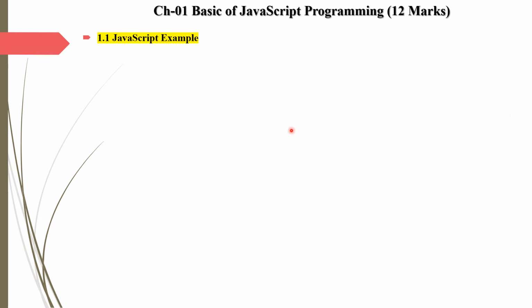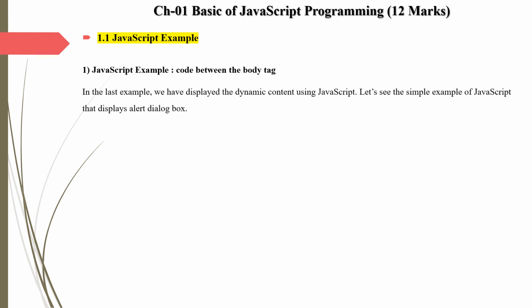Next we see the first way to add JavaScript: the example with code between the body tag. In the last example we displayed dynamic code using JavaScript. Let us see a simple example of JavaScript that displays an alert dialog box.